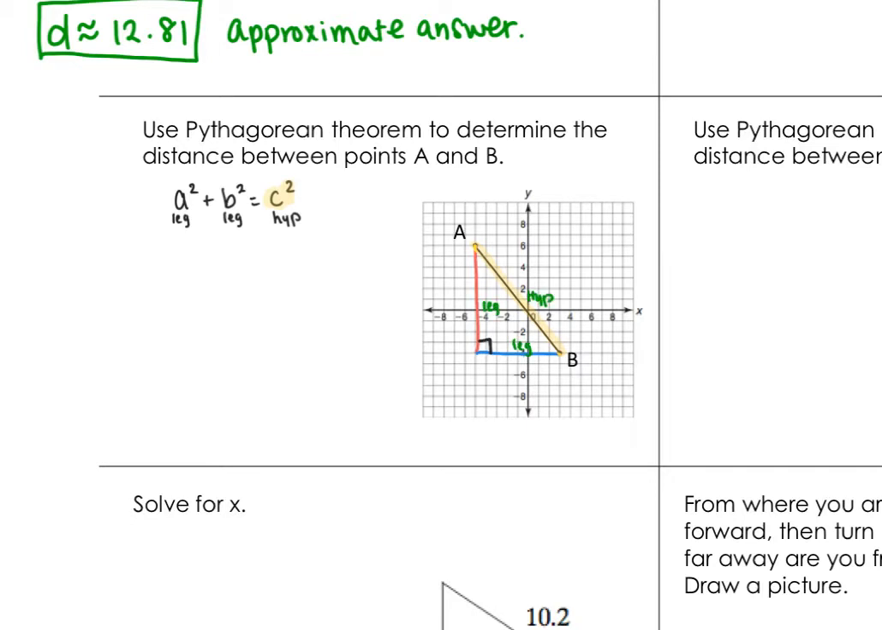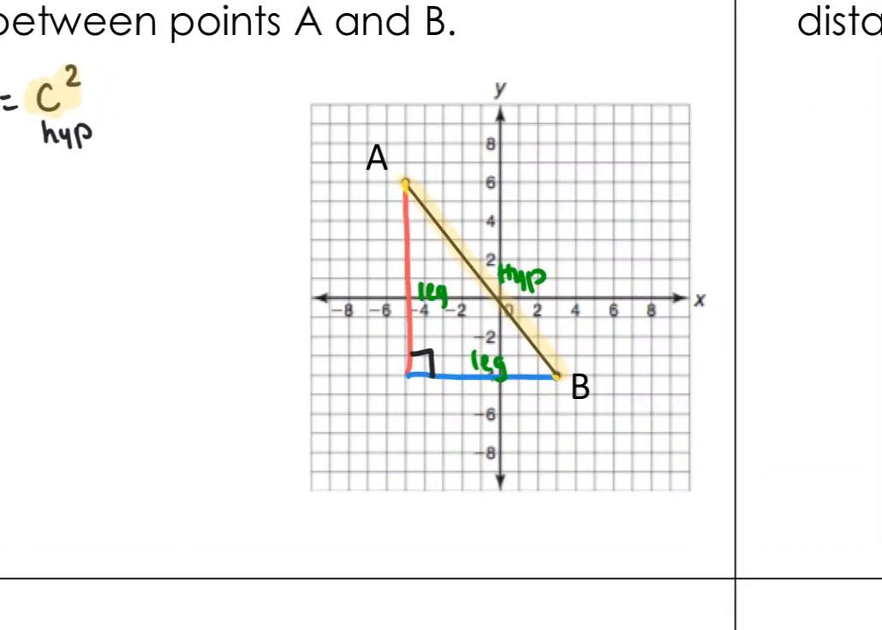So now I can use Pythagorean theorem to solve for the length of AB. So first thing we need to do is count the side lengths. Well, to count the side lengths, you just count the boxes between the points. So that's 1, 2, 3, 4, 5, 6, 7, 8, 9, 10. So this length is 10.